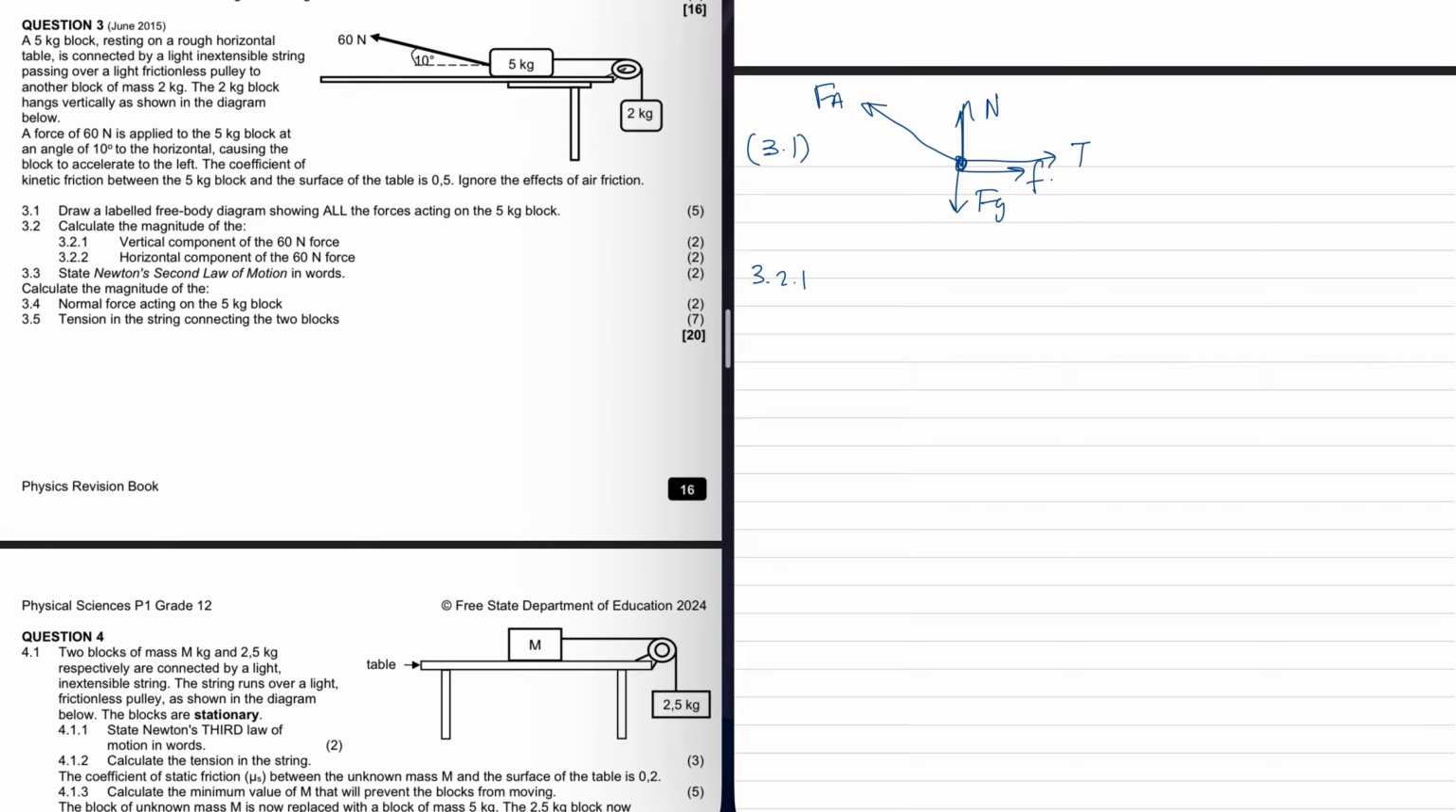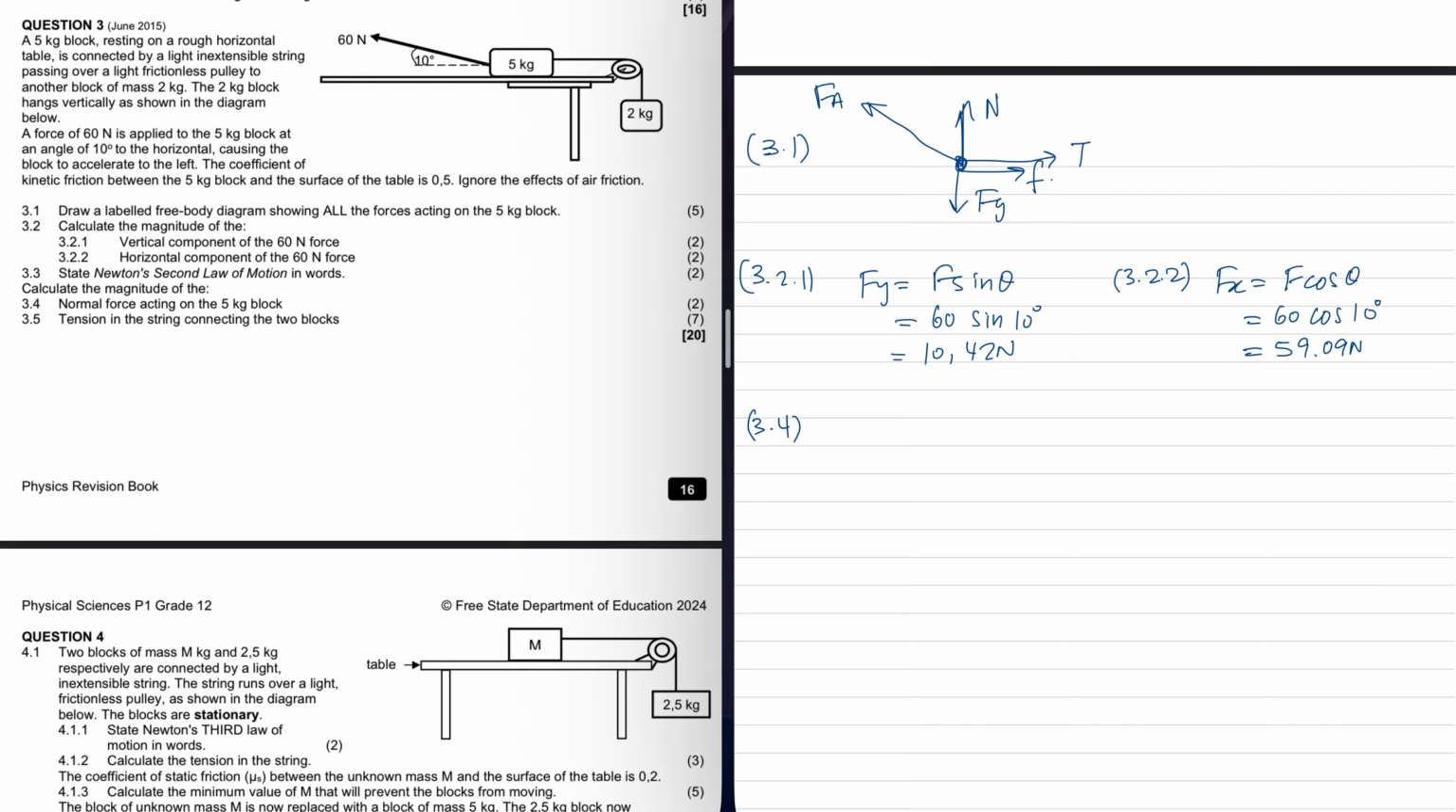Question 3.2.1, calculate the vertical component of the 60 Newton force. So vertical is Fy, that's equal to F sine theta. So 60 sine of 10, which is equal to 10.42 newtons. Question 3.2.2, calculate the horizontal component. Fx is equal to F cos theta. So 60 times cos of 10, which is equal to 59.09 newtons.